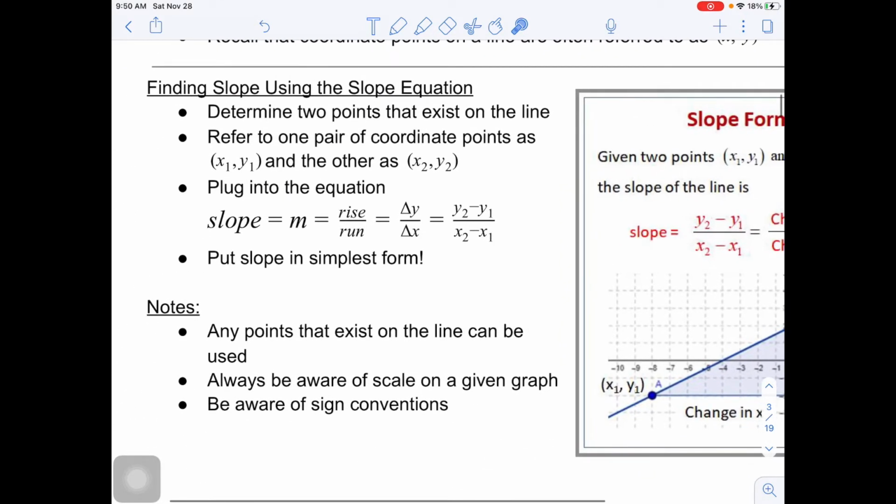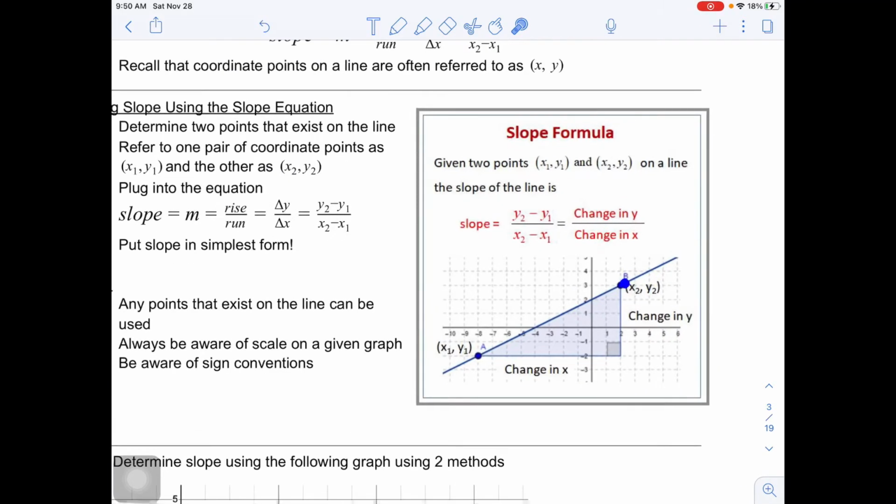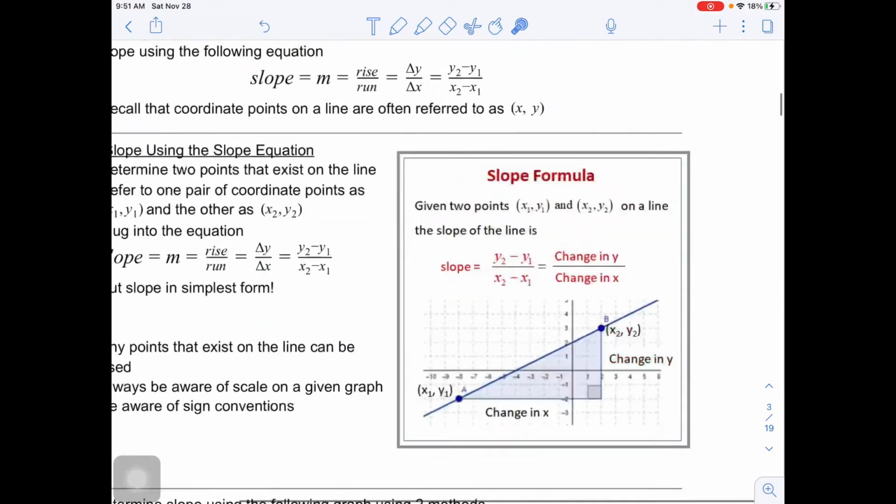Okay, so finding slope using this equation. Determine 2 points that exist on the line. So here we can see we've determined 2 points on this line, for instance. Refer to one pair of the coordinate points as x1 and y1. Here they've said that the coordinate points for B are x2 and y2, and this one will be x1 and y1. From there, you're simply plugging it right into this equation, and you're going to be able to get the answer.